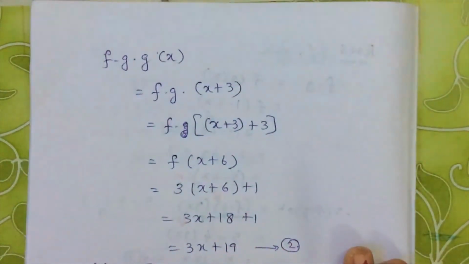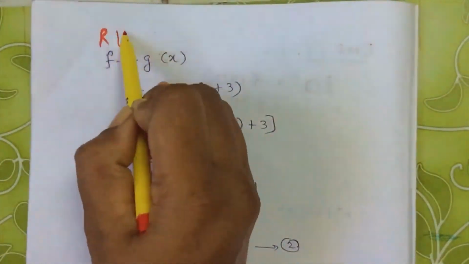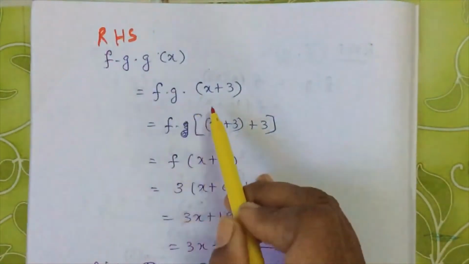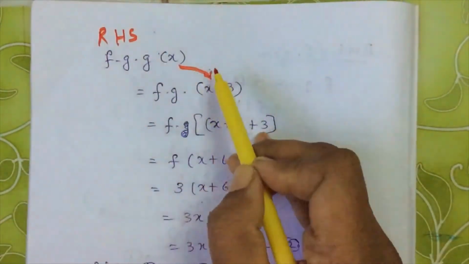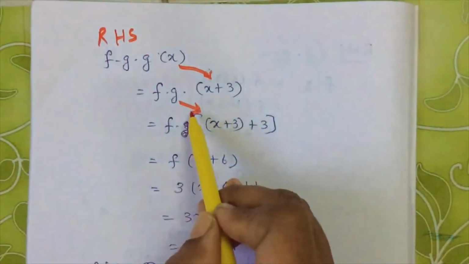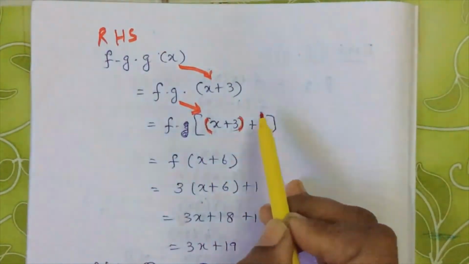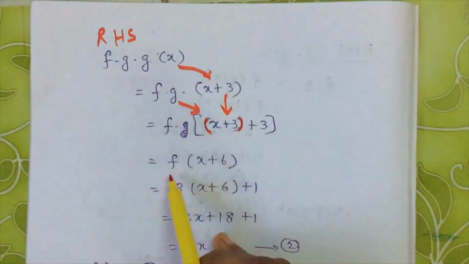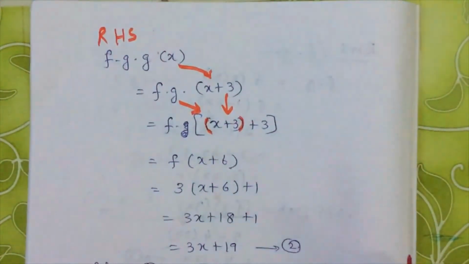So coming to f dot g of x, that is your RHS, right hand side. So f dot g of x plus 3. So this is your g of x function. Again you have to replace your g with the g of x function. g of x is something plus 3, this something is x plus 3. Okay, so f dot x plus 6, simplify and you will get x plus 6.